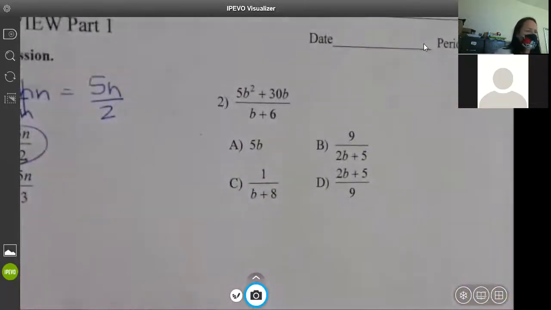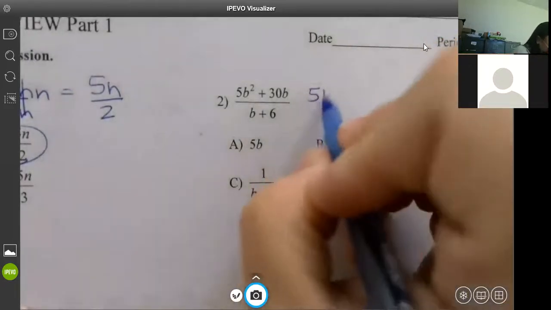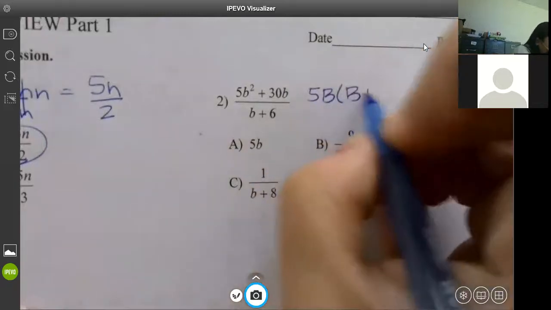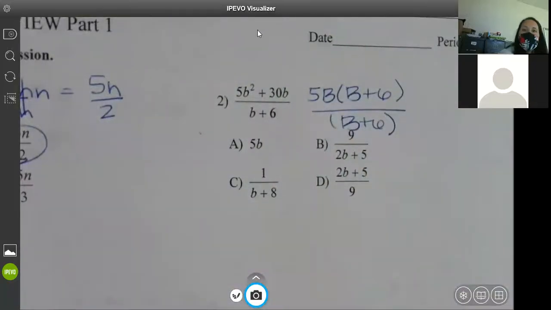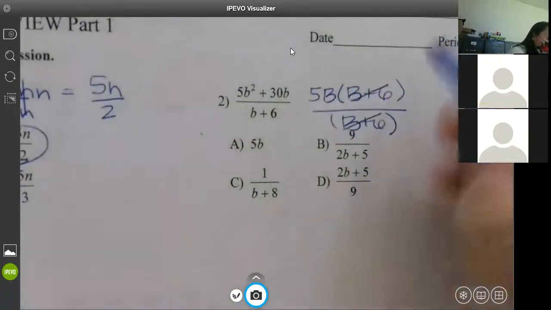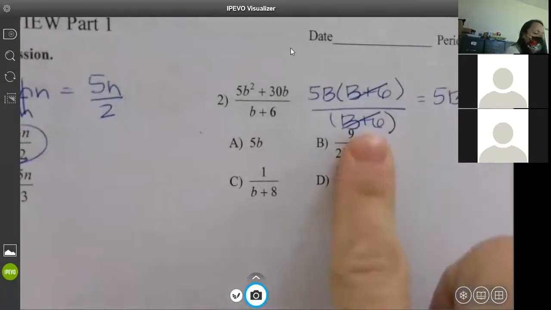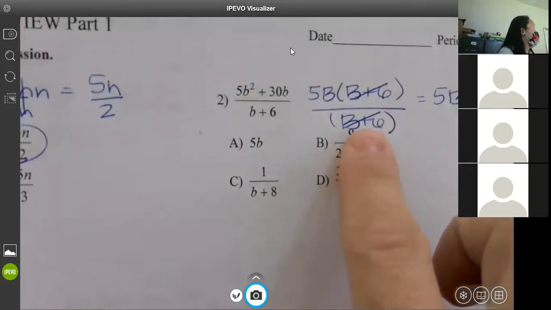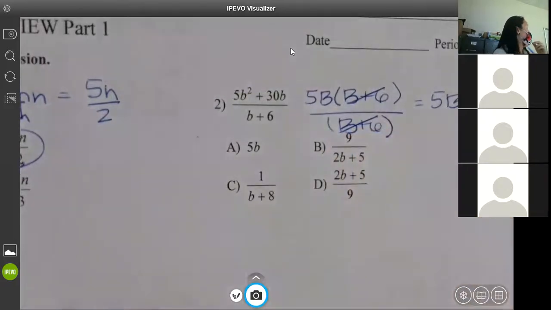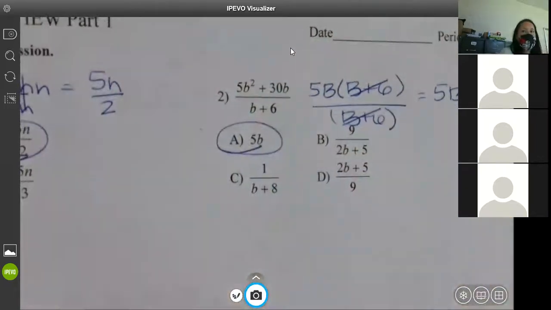What do I have to do on the next one to be able to simplify it? Yeah, take out a GCF. What's my GCF? 5B. Leaves me with B plus 6. On the bottom, I have B plus 6. So what can I do? Cross out the B plus 6. Leaves me with just 5B. What does that make? No, a hole. There's a whole section on that. Right now we're just reducing, but then I think in goal 3, what you have to do is tell if it's a hole or an asymptote. So 5B, that's all we're worried about right now.